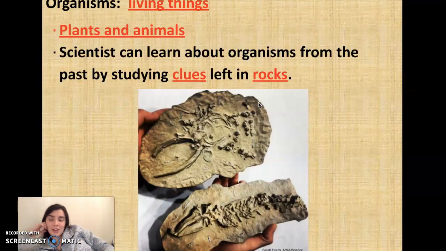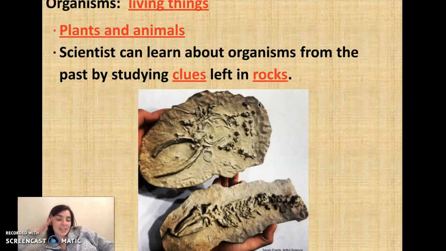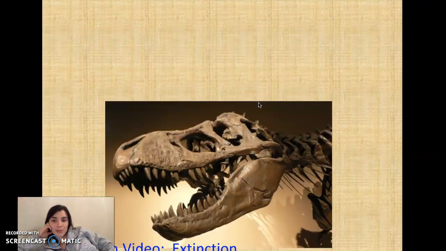So first of all, to review from the words we learned yesterday, organisms are any living things. That includes plants, not just animals and bugs and arachnids and things like that. So it's plants and animals. And scientists can learn about organisms from the past by studying the clues or the evidence that is left in these rocks or fossils.